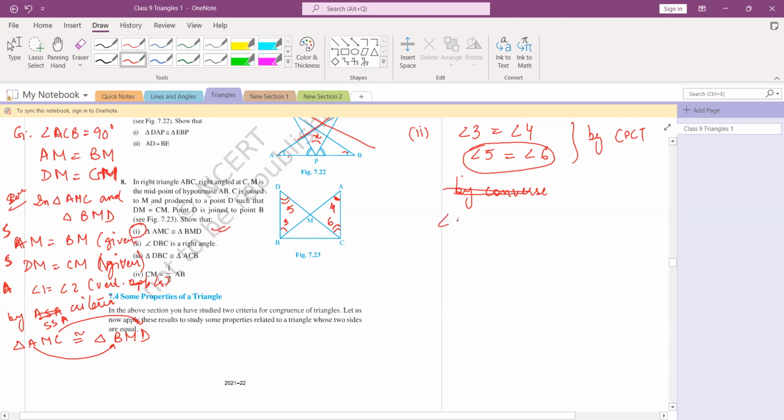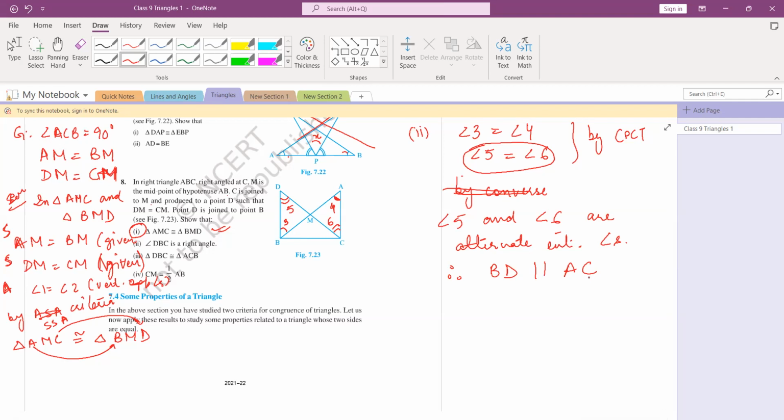So by the converse, first write that angle 5 and angle 6 are alternate interior angles. Therefore, line BD is parallel to line AC. Alternate interior angles are equal, therefore the lines are parallel. This is the converse. Now you have studied the parallelogram. So when the two lines are parallel, let me erase again everything. Have you named the angles in your figure? 3, 4, 5, 6. I'm just erasing them.